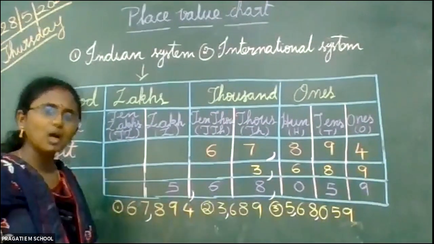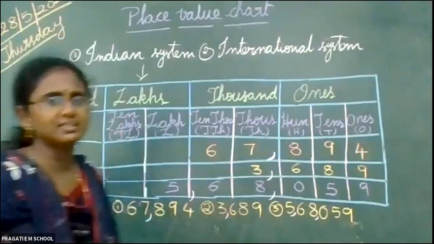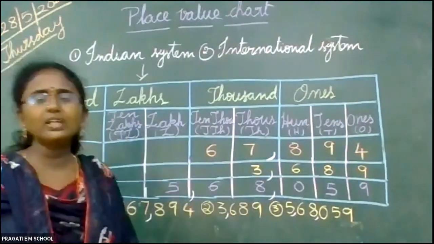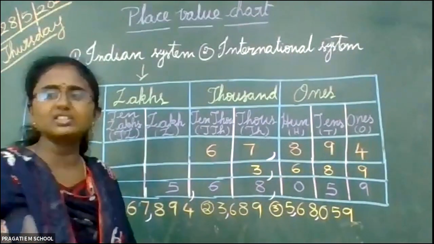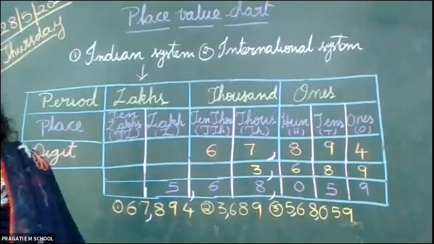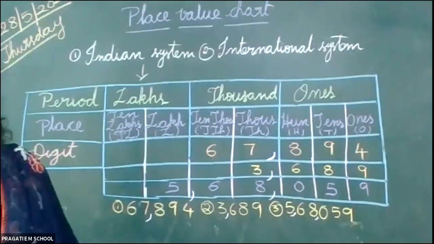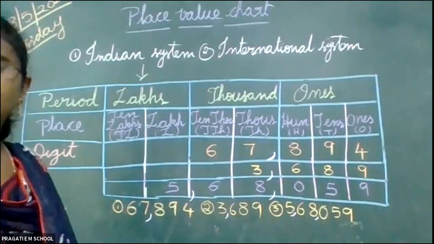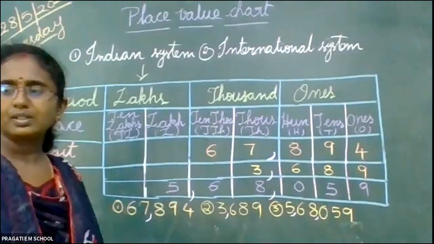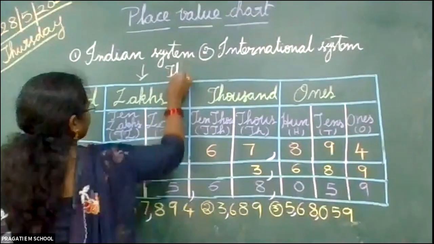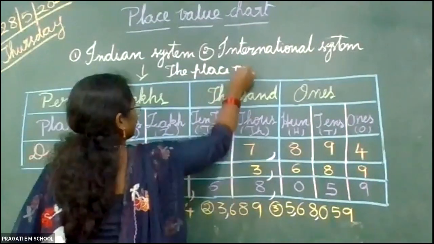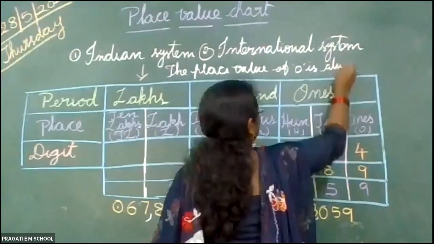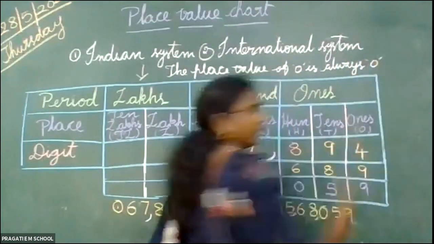8 in thousands place, 8,000. 0 in hundreds place, 0 only. If 0 is in any place, note it down, children: if 0 is in any place, that place value is always 0. Always 0. Okay, children?